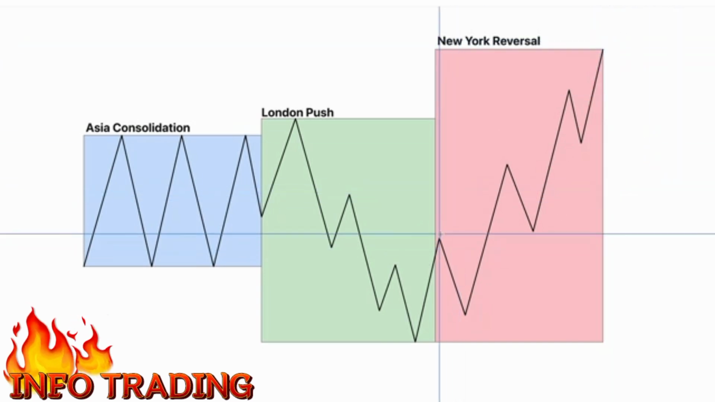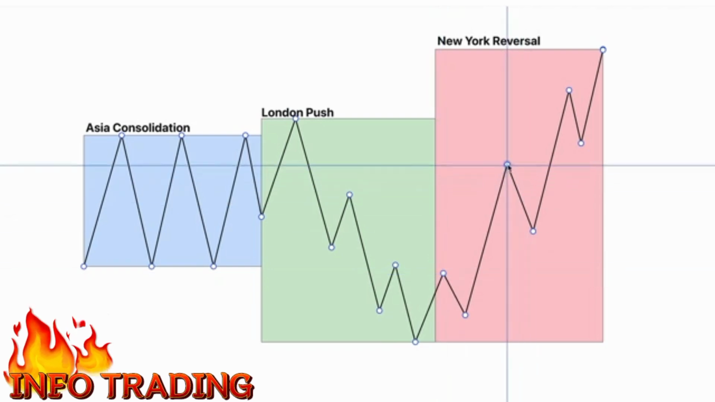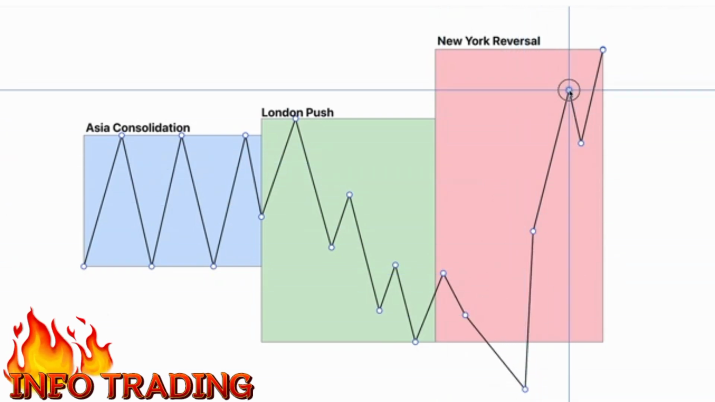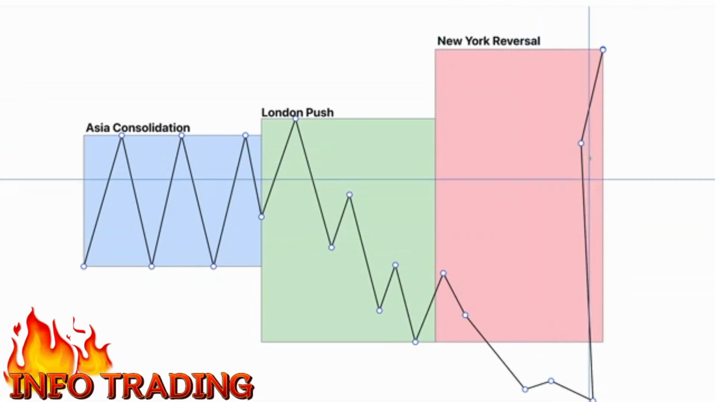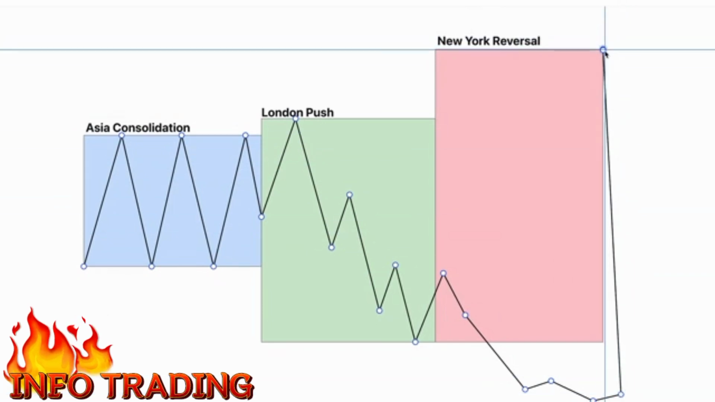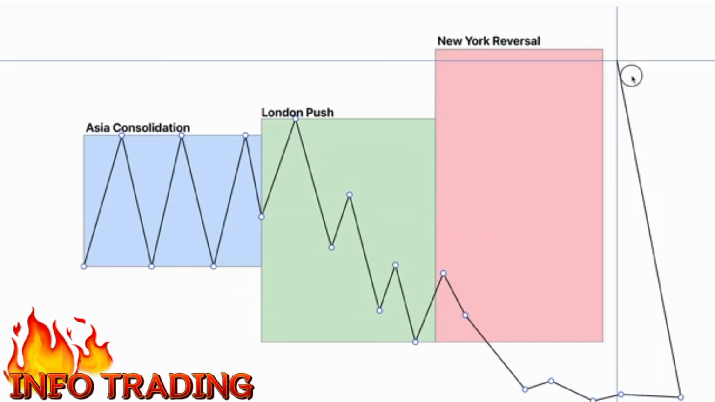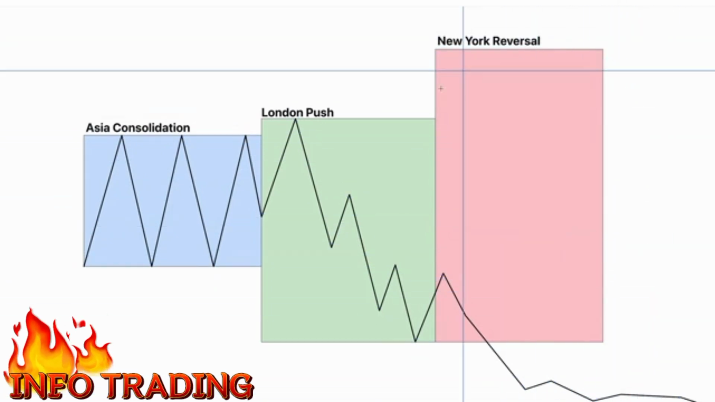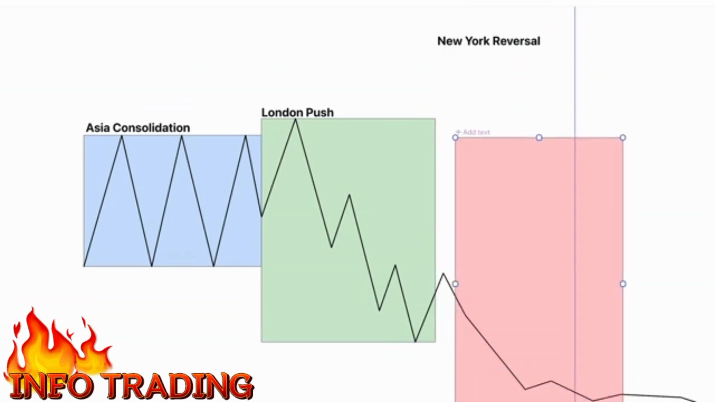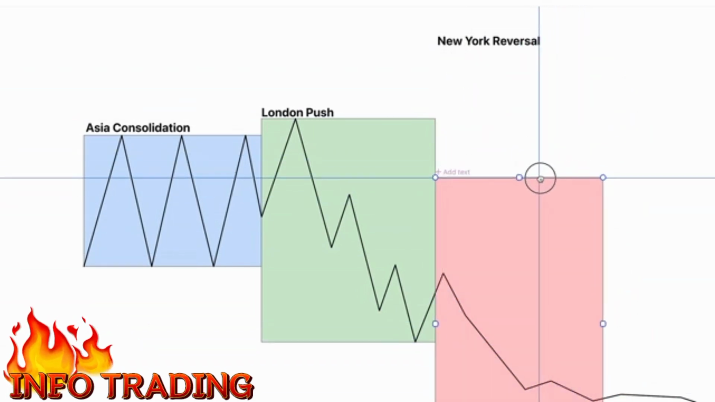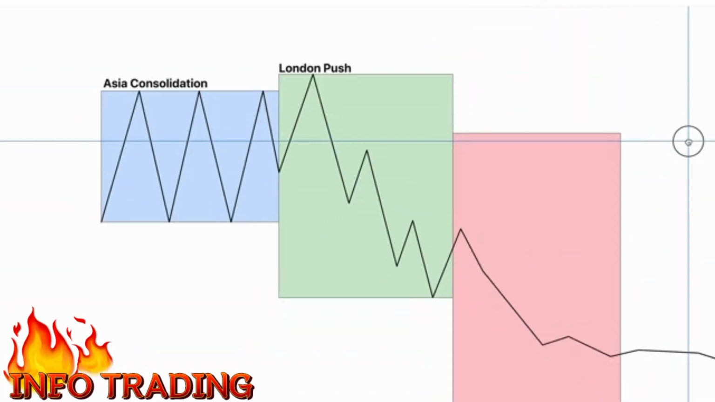Now, of course, if New York didn't make new highs, we could instead look at this as a way to just continue taking the market lower, okay, as a kind of New York continuation. But enough of the time we are going to see that New York reversal taking place for it to be considered as a meaningful characteristic, okay?